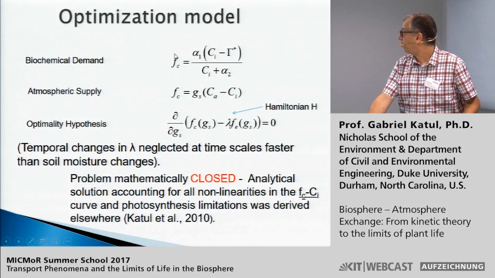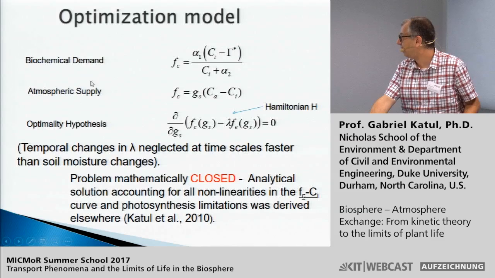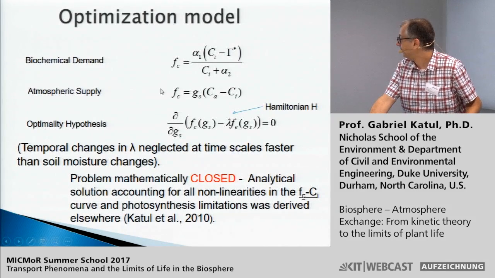So let's recap. We have one equation for the biochemical demand. We have another equation for the atmospheric supply. When we balance biochemical demand with atmospheric supply, so that's already a major assumption, meaning that every single CO2 molecule that enters the leaf, its fate is basically to be consumed by photosynthesis. We have two equations and three unknowns.